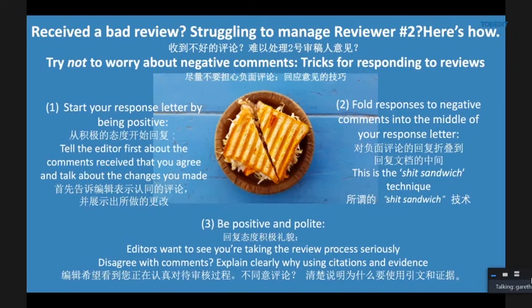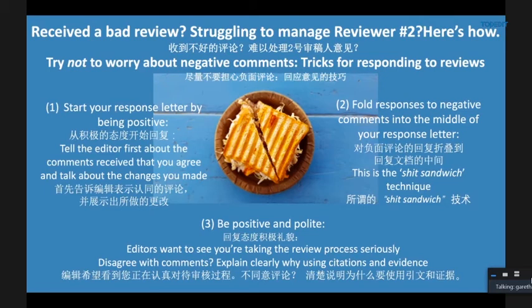Be positive. Tell the editor first about the comments received that you agree with, and then talk about the changes you made. Fold, interleave, intersperse your responses to negative comments into your responses about positive comments. Salespeople will tell you about this technique. Say something positive, then say something negative, and then say something positive again. This is called the sandwich technique.